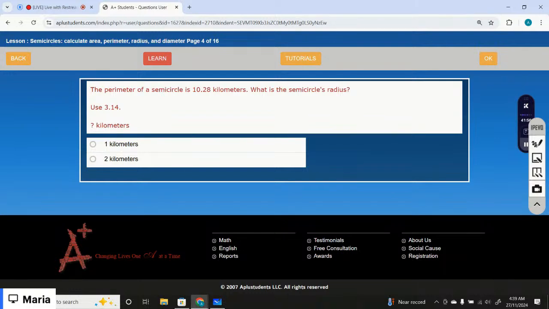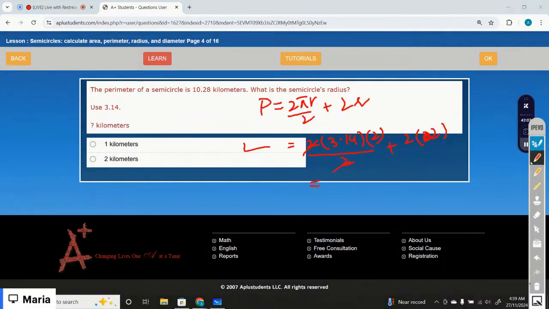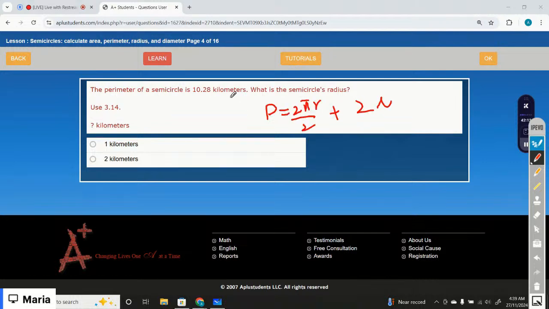The perimeter of the semicircle is 10.28 kilometers. What is the semicircle's radius? You are given the perimeter. The perimeter is 2 pi r divided by 2 plus 2r. You are given the perimeter, that is 10.28. You need to calculate the r. Pi, that is 3.14, divided by 2, times r.